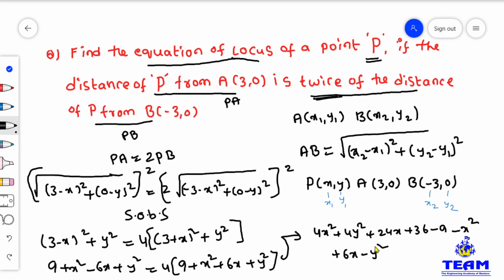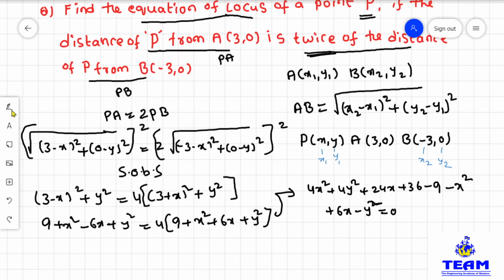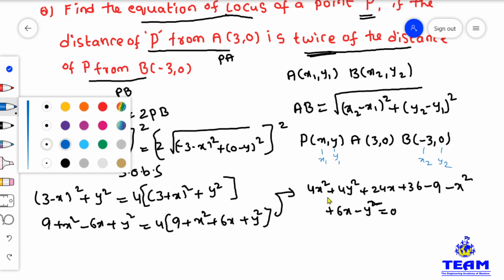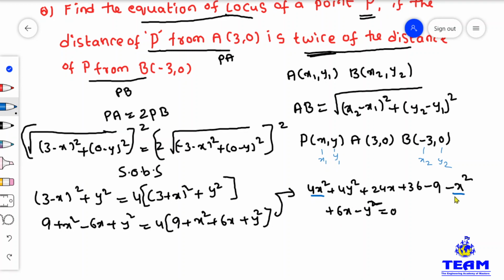Okay friends, now you simplify this one. If you take all terms to one side and equate to 0, then after simplifying we will have 4x square minus x square, which is 3x square. One moment please. Final solution I am writing now: 4x square minus x square means 3x square.